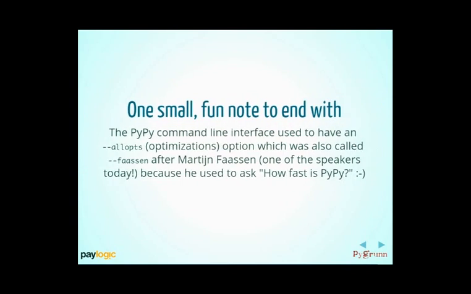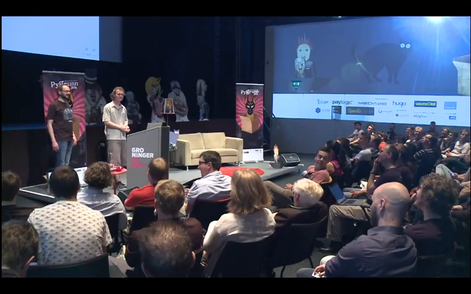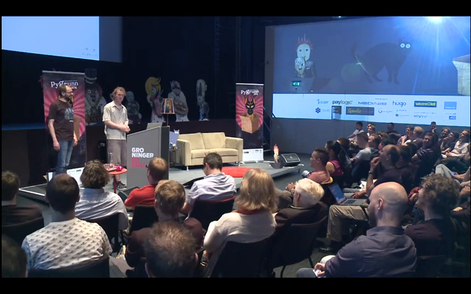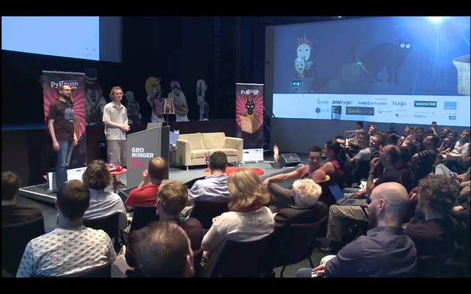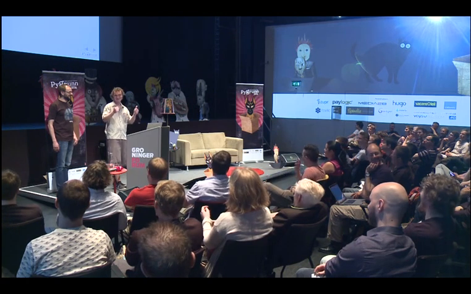And then one small fun note to end with, which we found this week. The PyPy command line interface used to have an option called --jit-opts for enable all optimizations, which was also called Fasen, after Martijn Fasen, one of the speakers of today, because he used to frequently ask, how fast is PyPy? Is it fast enough for me to use already? And he kept pushing them. Okay, fair enough. Once it became faster than CPython, they suddenly started announcing how fast it was in their talks. But before that, you had to ask a question at the end, like, how fast is it now? And it's like, okay, maybe 10,000 times slower. Thanks for the additional details. For some mysterious reason, when it got faster than CPython, I never had to ask anymore.